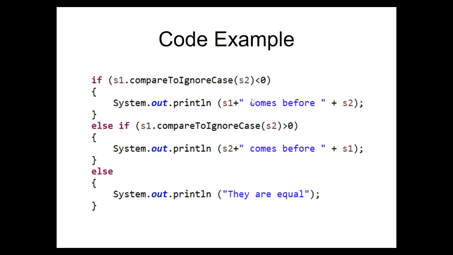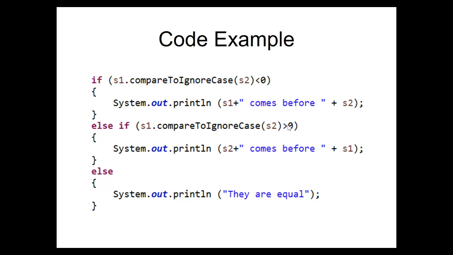So, final example here, if you want to see it in some code where you might want to determine which word, what string, comes before the other. In this case, we have a string 1 and string 2, S1 and S2. If the compareToIgnoreCase is negative, that means S1 must have been less than S2, and that would mean that S1 comes before S2.